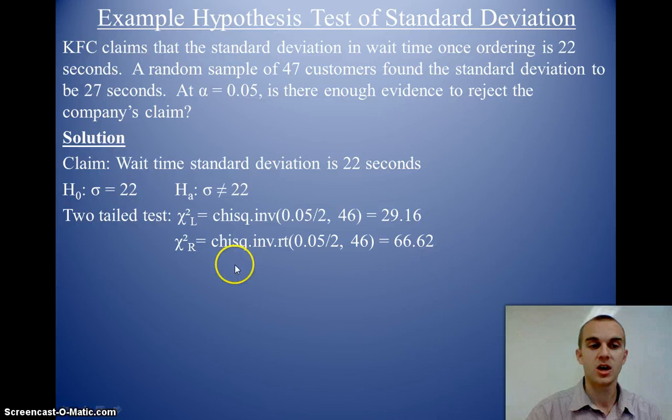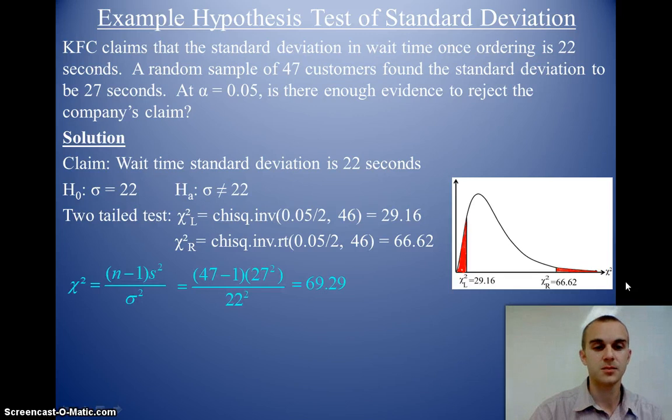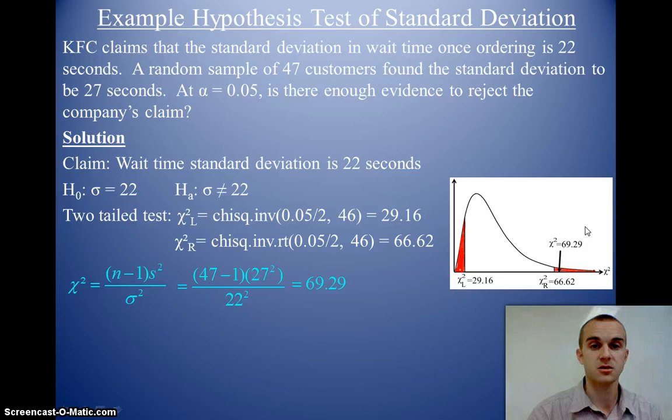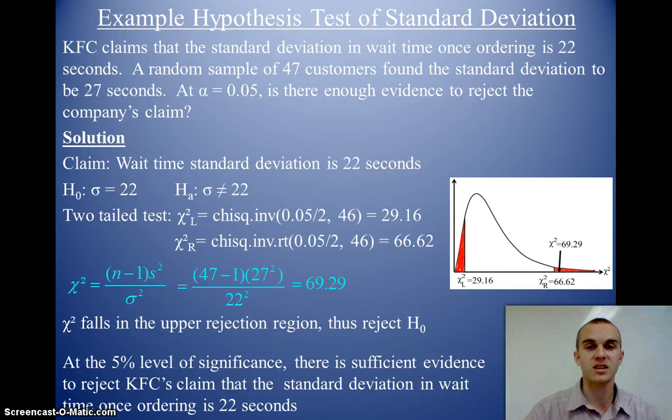So first thing, I'm going to find my left and my right chi-square critical value since it's a two-tailed problem, and I plot them. Next I'm going to find my chi-square statistic, and this time I will have to square each of these values because it's standard deviation. Standard deviation has to be squared, and I get 69.29, which falls in my upper rejection region. So I will reject the null hypothesis. So what that means is that at the 5% level of significance, there is sufficient evidence to reject KFC's claim that the standard deviation in wait time once ordering is 22 seconds.